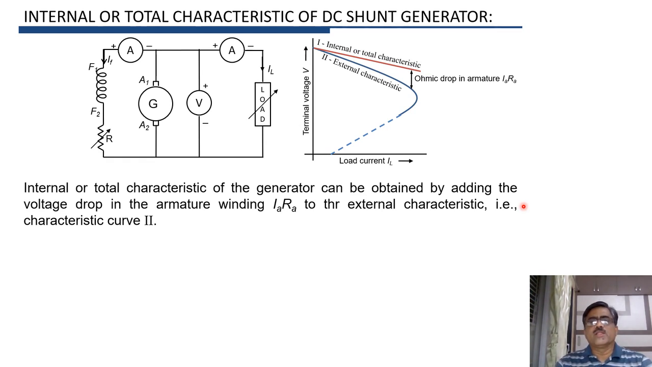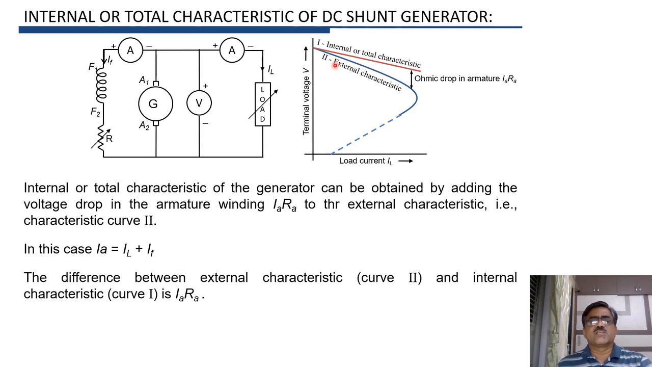While drawing this internal characteristic, you have to remember that IA is the sum of the load current IL and the field current IF. The difference between external characteristic curve, that is curve 2, and internal characteristic curve, that is curve 1, is always equal to the ohmic drop in armature, that is IA into RA.